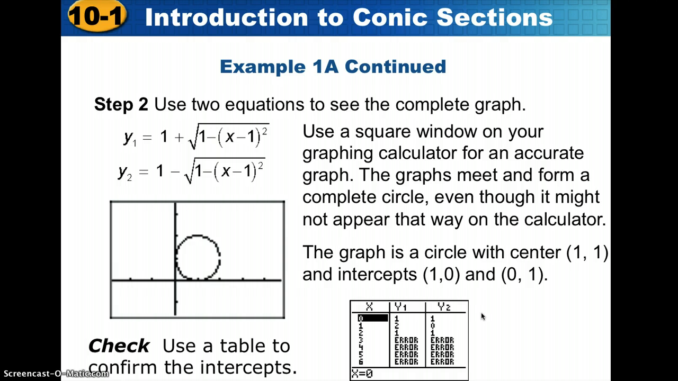This is what the table feature would look like if you put this on your graphing calculator. You would have to put 2 equations in because 1 plus the square root and 1 minus the square root are different graphs. You can see here, here's the plus square root, it's the top half of the graph. Here's the minus square root, right here, it's the bottom half of the graph.